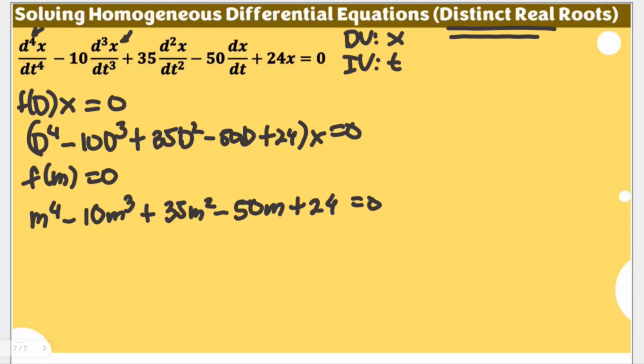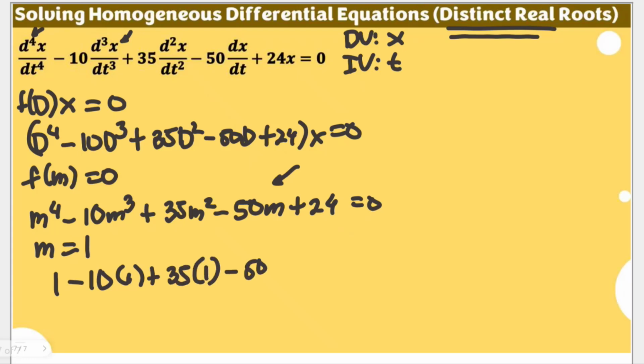Try to think of the first value that you can substitute here that will result in this side being equal to 0. Of course, we could start with the integers. The smallest integer is 1. And then you will have 2. You could also try negative 1 and negative 2. But when we see here, if we're going to try m equal to 1, your first term would be 1 to the power of 4 minus 10 times 1 cubed plus 35 times 1 minus 50 times 1 plus 24.